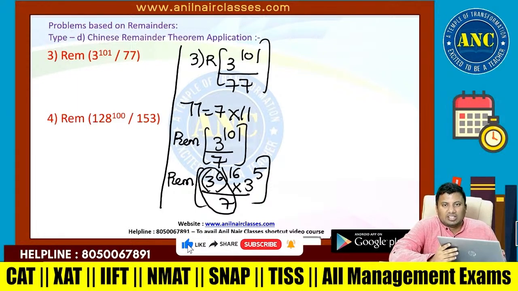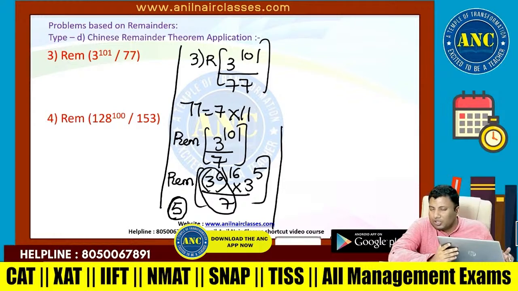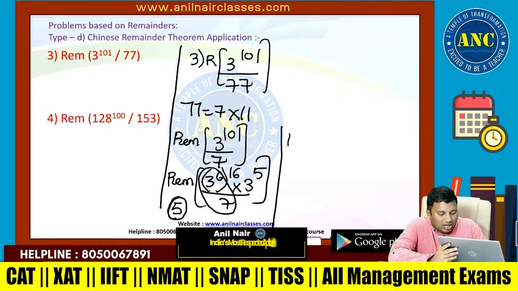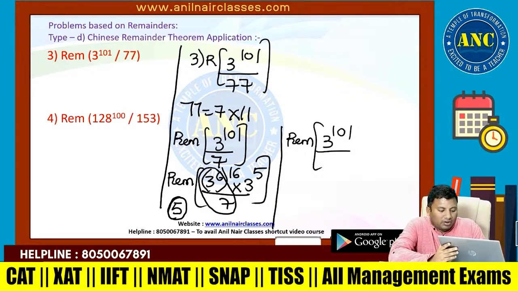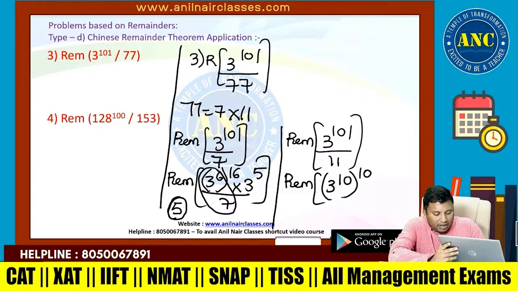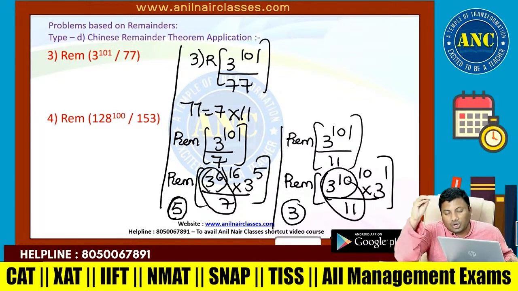243 by 7. 7 3s are 21, 33. 7 4s are 28. The positive remainder is 5. You can also use a negative remainder, the answer does not change. This is 3 power 101 when divided by 11. For 11, the power should be 10. 3 power 10 into 3 power 1 when divided by 11. This is 1. Again a remainder 3. Don't solve the equation.